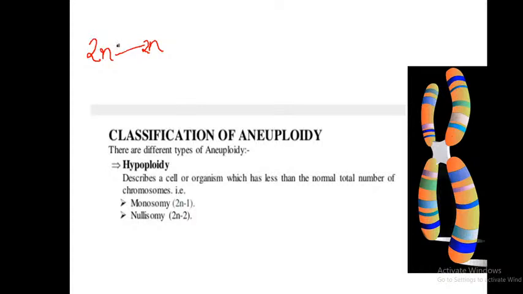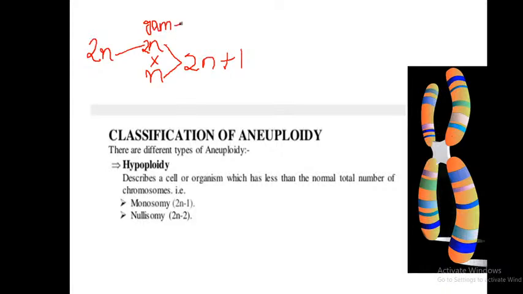by a normal gamete. When a gamete containing an extra chromosome is fertilizing with a normal gamete, the resulting individual will be 2n plus 1. It will not be 2n, there will be 2n plus 1. These are the gametes, that is 2n.